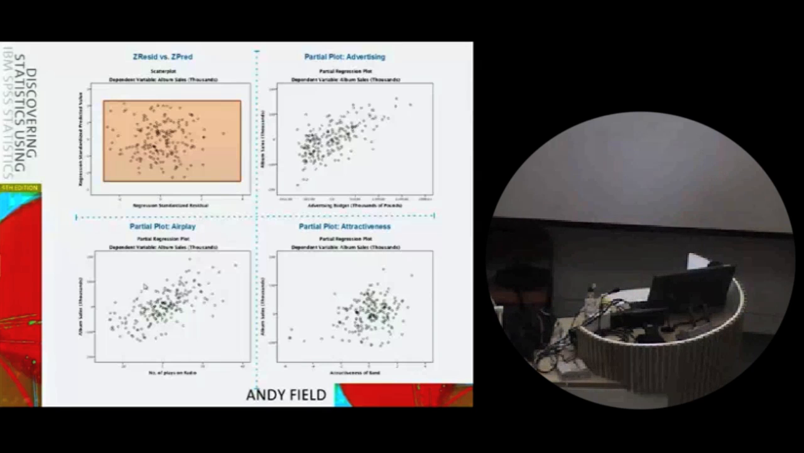I've also put up here, you get out of SPSS these things called partial plots. This is a plot of each predictor. So this is advertising budget, that's plays on radio. And I had another predictor, which was the attractiveness of the band. I included this just because you get to see some funneling. So you can also look, if you want to see which variable is creating the problem, these partial plots are useful.